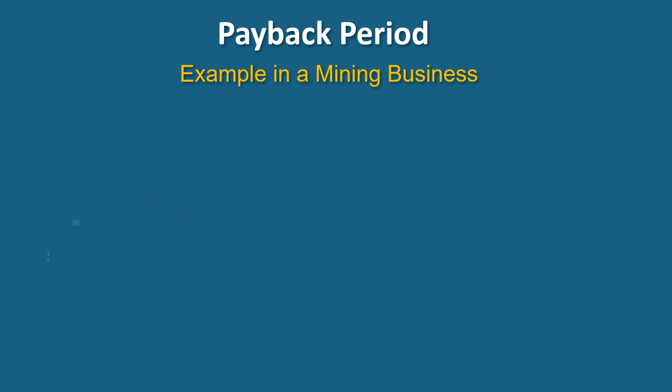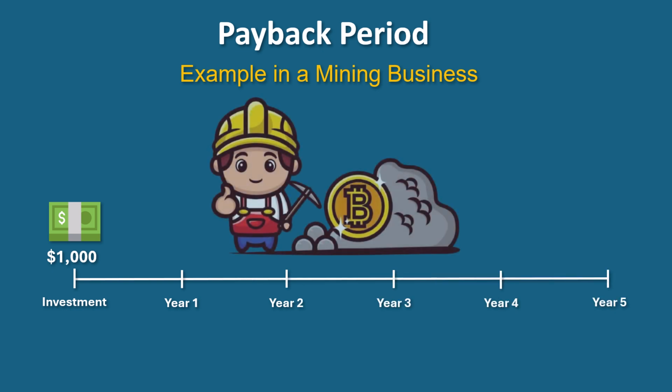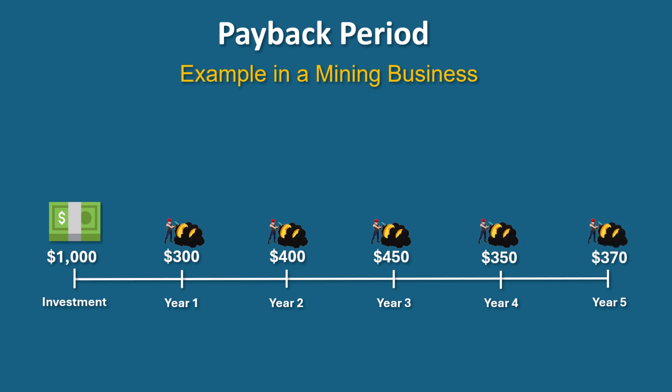For example, I am investing $1,000 in a project that will continue for 5 years. The project is Bitcoin mining. For the first year, it gives me $300 of return. For the second year, it gives me $400. Third year, $450. Fourth year, $350. And for the fifth and final year, $370.